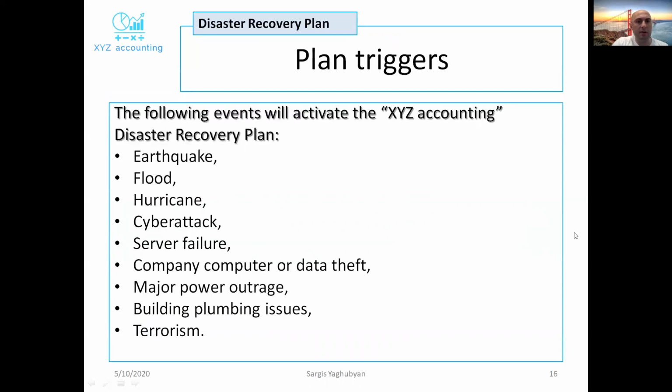Plan triggers for our disaster recovery plan are identified as earthquake, flood, hurricane, cyber attack, service failure, and company computer or data theft, for which we have special guidance for our employees on how to report and what the time limit is, in order to make sure that we can find the device or remotely erase it. So no company information will be disclosed or will be available on unauthorized sites.